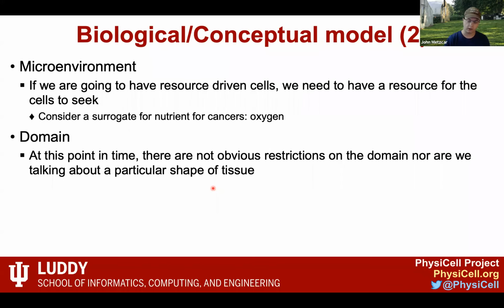And to support our cell models, we'll also employ a microenvironment. And if we're going to have resource-driven cells, we're going to need to have a resource for the cells to seek. So we're going to consider a surrogate for nutrient for cancers. In this case, we're going to use oxygen, and there are others that people have used and could use. And then for the domain, PhysiCell, as mentioned earlier, needs a Cartesian domain, so we'll use a Cartesian domain.